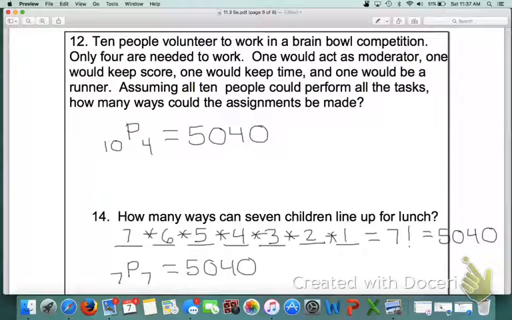I don't know about you guys, but I either wanted to be the caboose or the line leader. Okay, I didn't want to be one of those people in between.